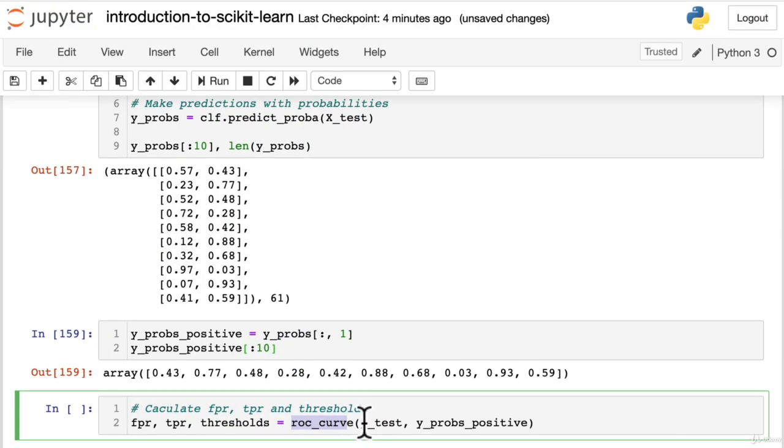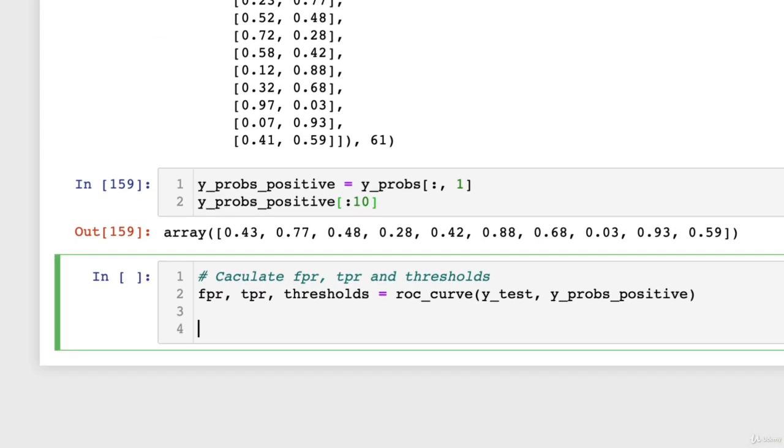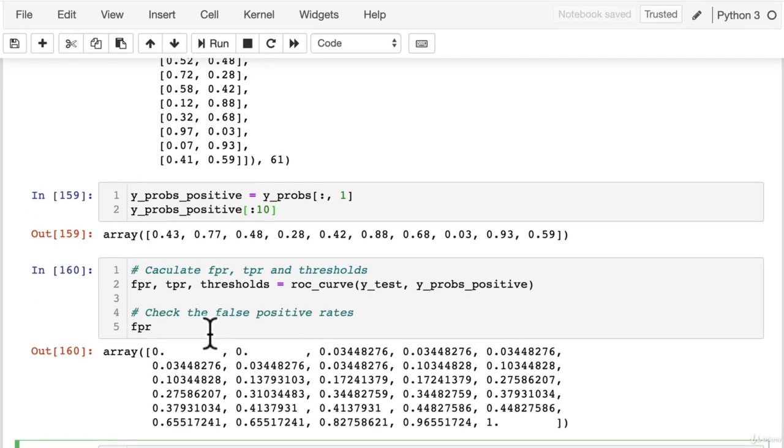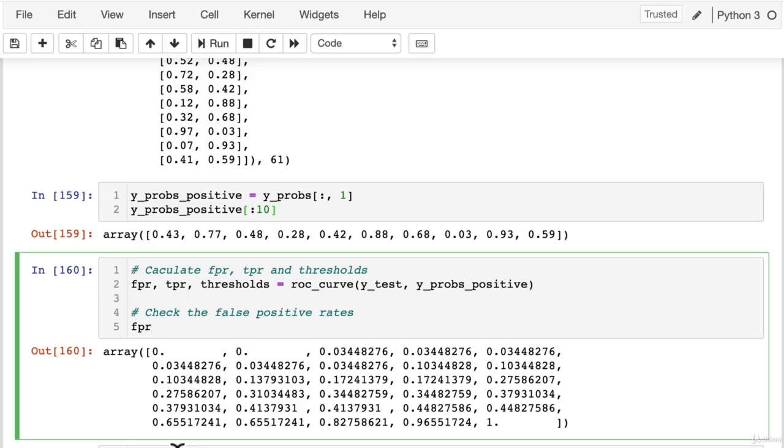And again, that's just viewing the docstring in a Jupyter notebook. You can always look at the documentation for this. If you wanted to do so, you might look up something like how to calculate ROC curve for Scikit-learn. So then we're going to check the false positive rates. FPR, beautiful. So that's giving us a big array.